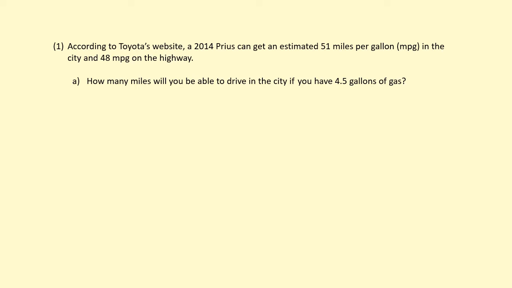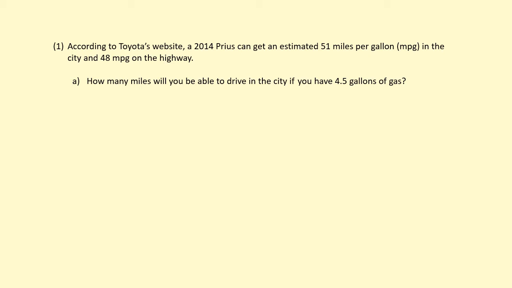So this first problem here, found right out of the book, talks about a Toyota Prius, and it gives us the gas mileage that the Prius gets. And it asks how many miles we'll be able to drive on 4.5 gallons of gas. Now, many of you may be able to solve this just kind of intuitively. And that's fine, but I'm going to do it now using this dimensional analysis.